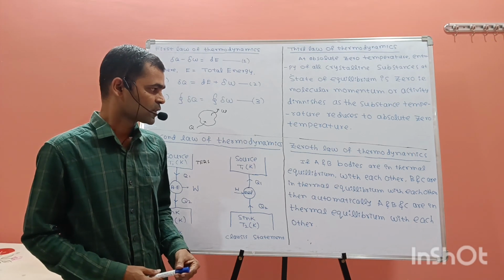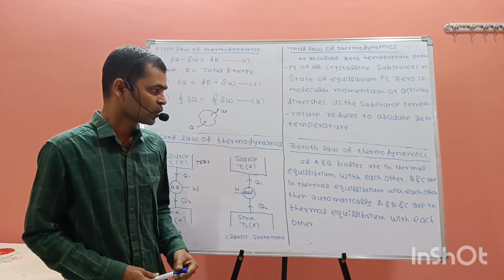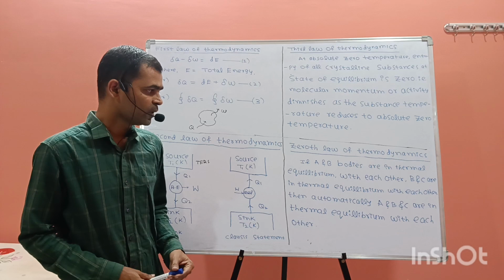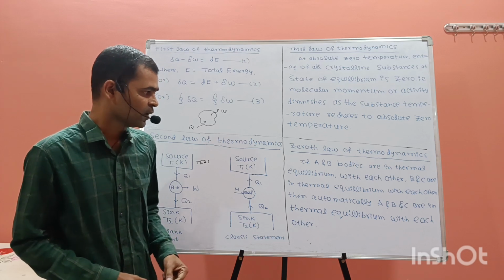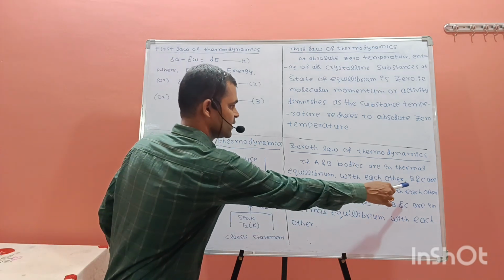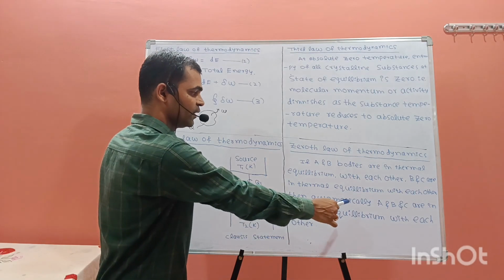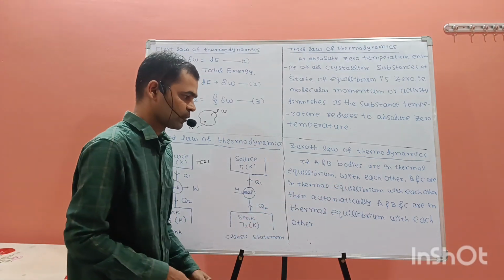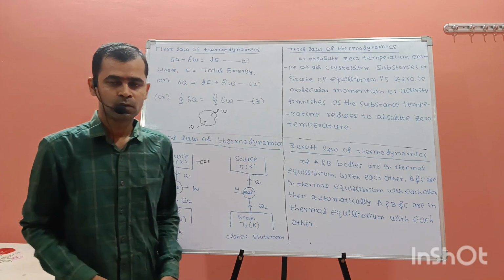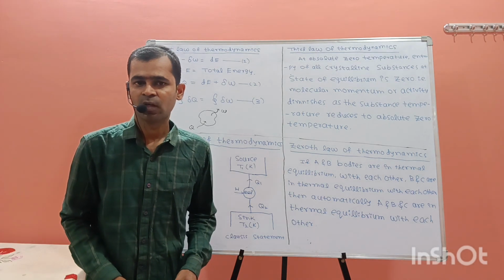Then next one, zeroth law of thermodynamics. If A and B bodies are in thermal equilibrium with each other, B and C are in thermal equilibrium with each other, then automatically A, B and C are in thermal equilibrium with each other. So this is zeroth law of thermodynamics.